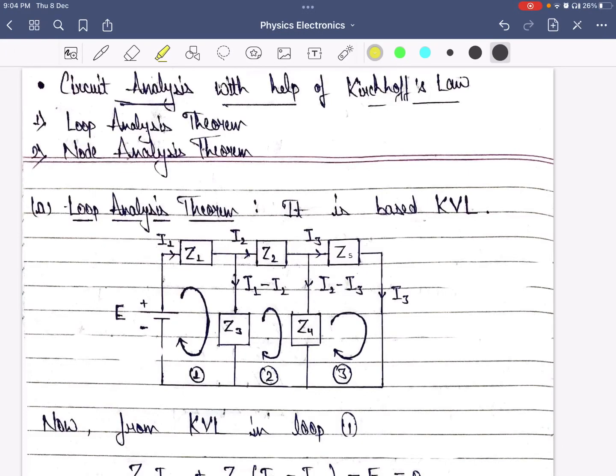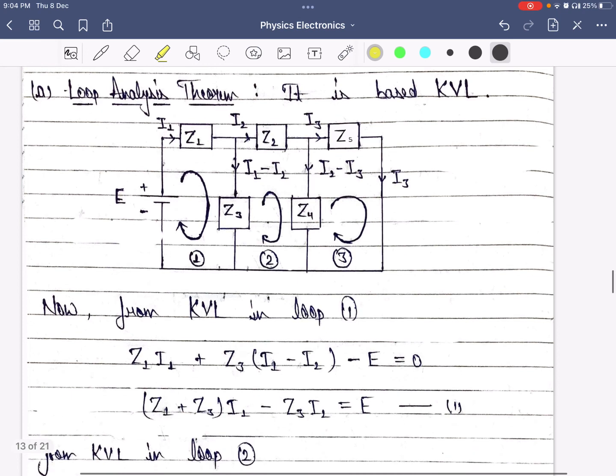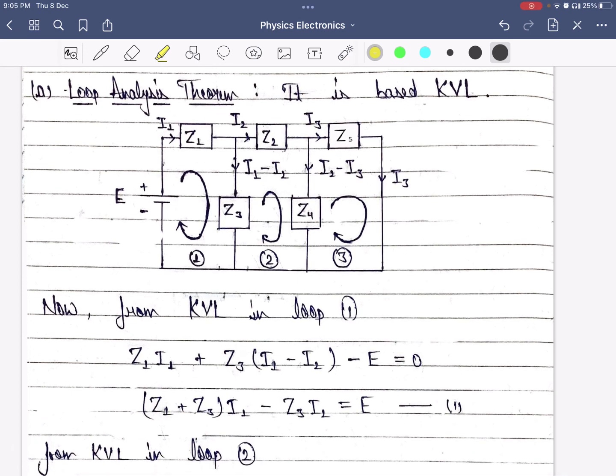So today we'll be studying circuit analysis with the help of Kirchhoff's law. So there are two theorems. The first one is loop analysis theorem. The second one is node analysis theorem. So let's get started. Loop analysis theorem.